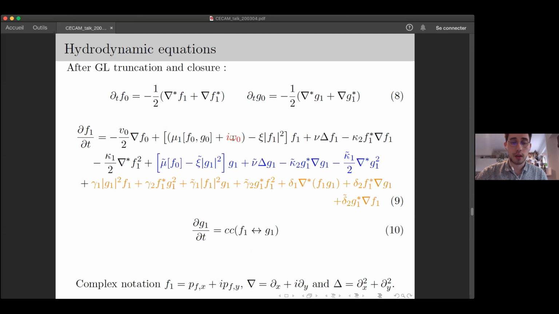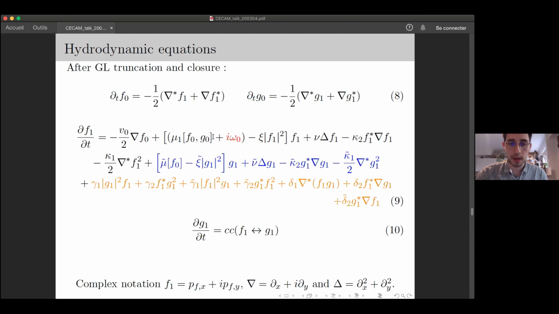So now we continue to follow the Ginzburg-Landau approach by doing the truncation and closure, and we get the system of hydrodynamic equations. We get 4 coupled equations. The first two equations are equations for the density field. So we get a conservation equation for the first density field and a conservation equation for the density field of the second population. And then we get the equation for the momentum field here.